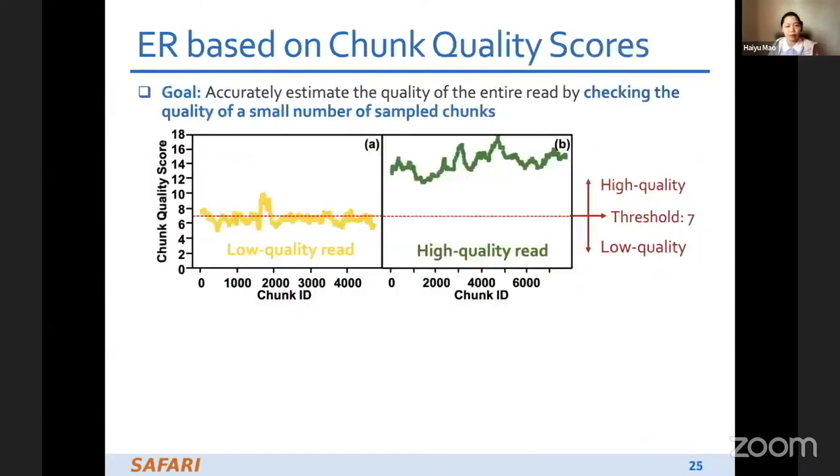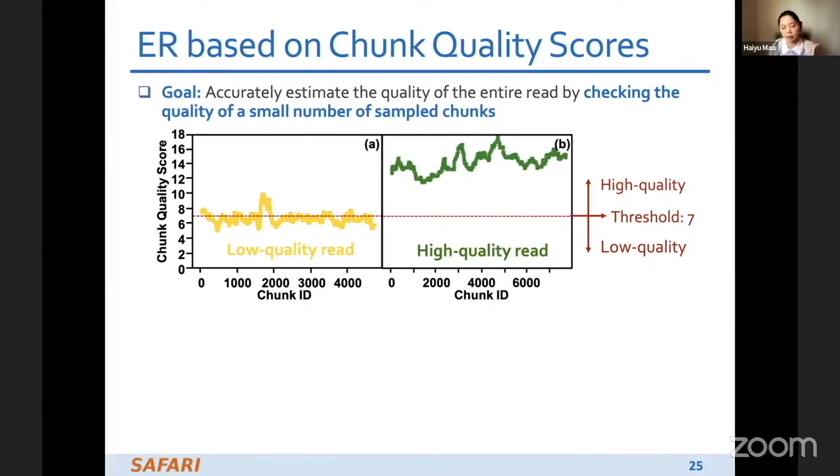I will give more details about early rejection based on trunk quality scores. The goal of ER based on quality scores is to accurately estimate the quality of the entire read by checking the quality of a small number of sampled trunks. Here is an example. The left one is the low quality reads and the right one is the high quality reads.